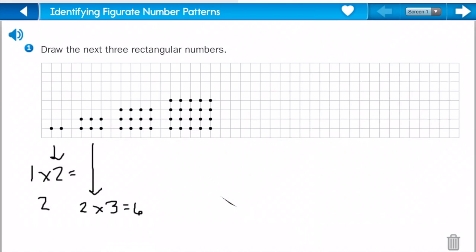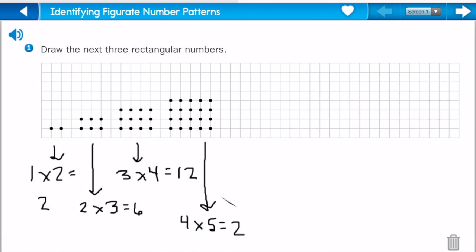On this one, I'm taking 3 times 4 to equal 12. And on this one, I'm taking 4 times 5 to equal 20.